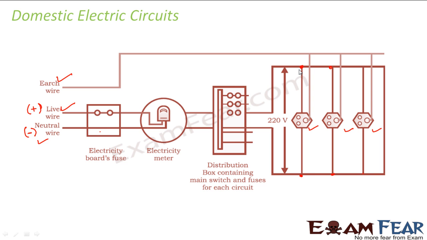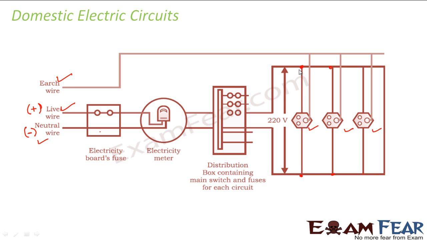So in order to prevent you from getting that severe electric shock, this earth wire is there so that it can ground that huge amount of current, because it provides a low resistance path to the current. So the current will follow that path and get grounded, and you will be protected from a high electric shock.